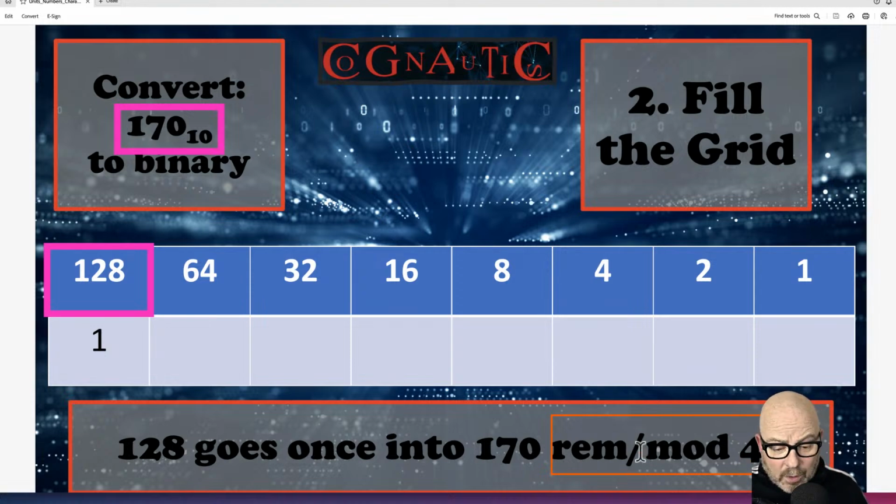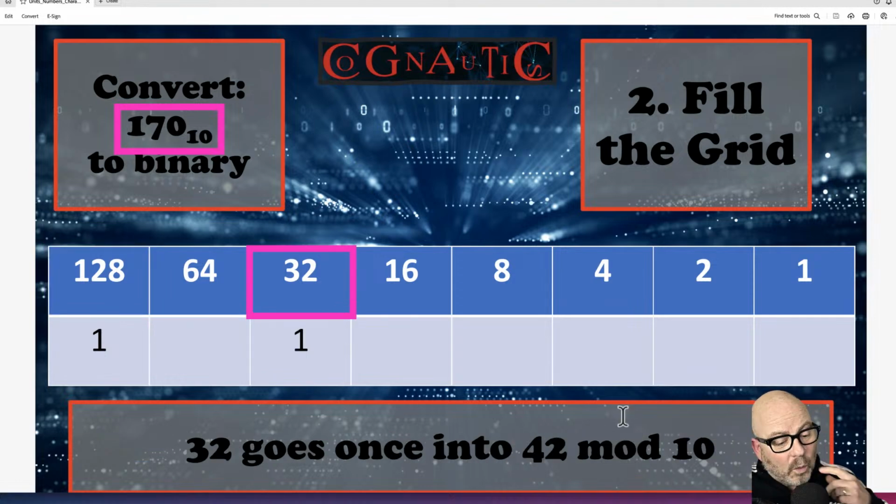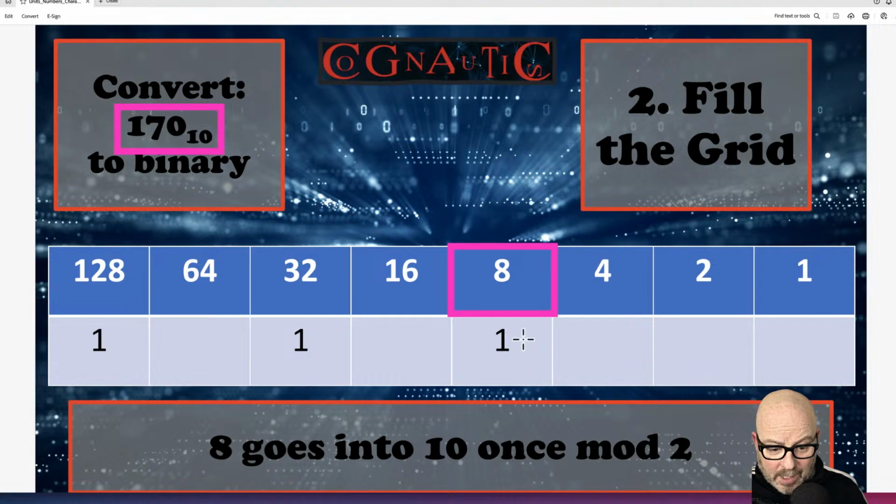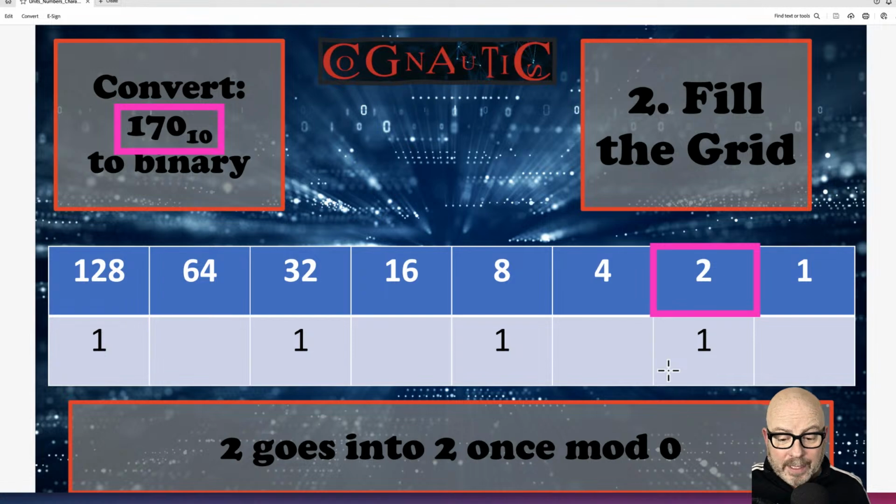And then you ask yourself exactly the same question again. What is the biggest grid number that goes into 42 once? Well, it is 32. What's the remainder? The remainder down here is 10. And we ask ourselves exactly the same question again. So 8 goes into 10 once with a remainder of 2. So you're obviously on the next one going to put a 1 there.